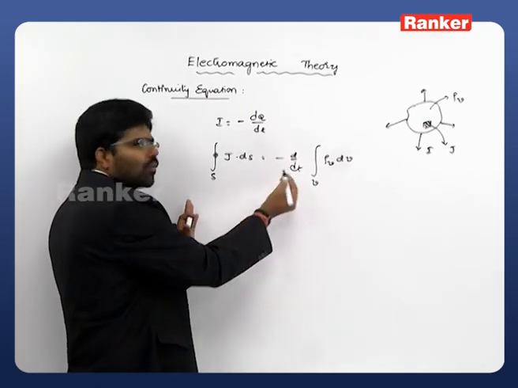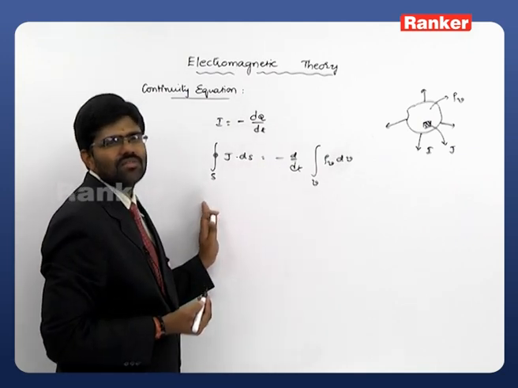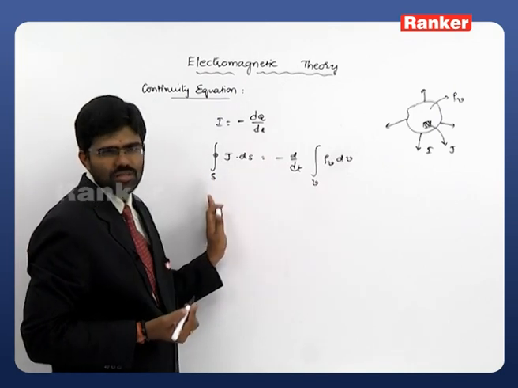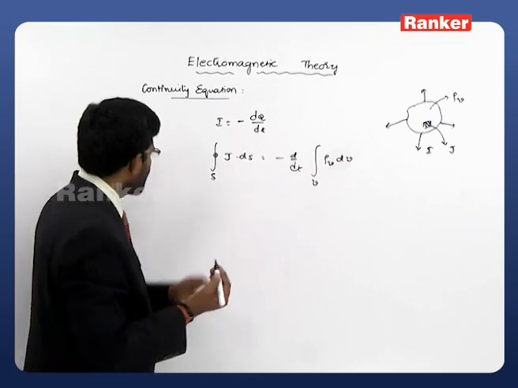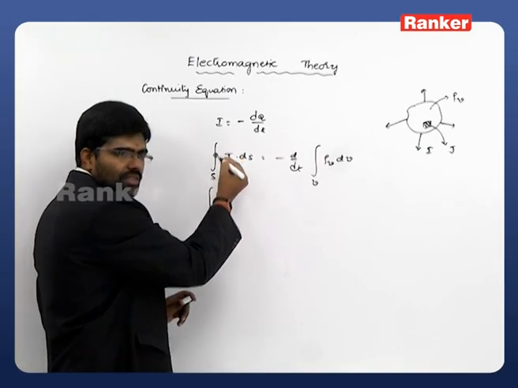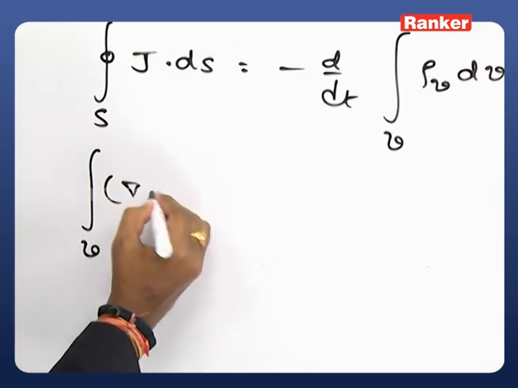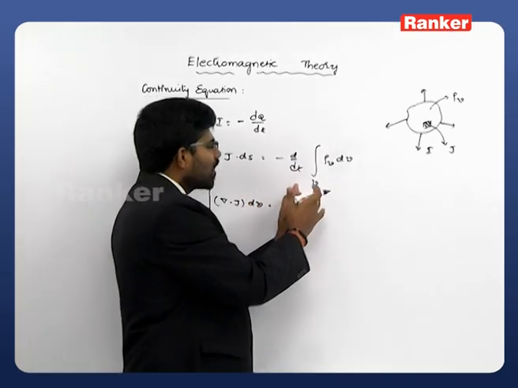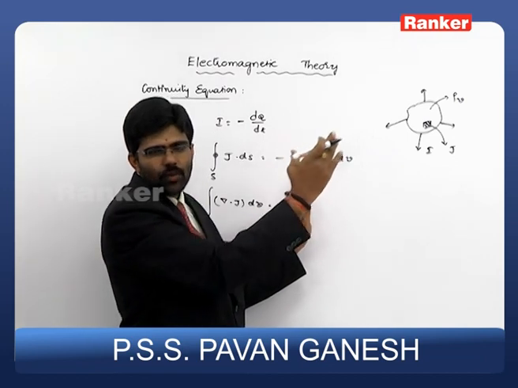Next, I'll rearrange this equation by applying a beautiful theorem called the divergence theorem. Since it is a closed surface integral, we can apply the divergence theorem to simplify it. Applying it here, the surface integral is converted to a volume integral, and this can be written as the volume integral of del dot J dv, which is equal to, and clearly observe this volume integral is in terms of our spatial quantities x, y, z.